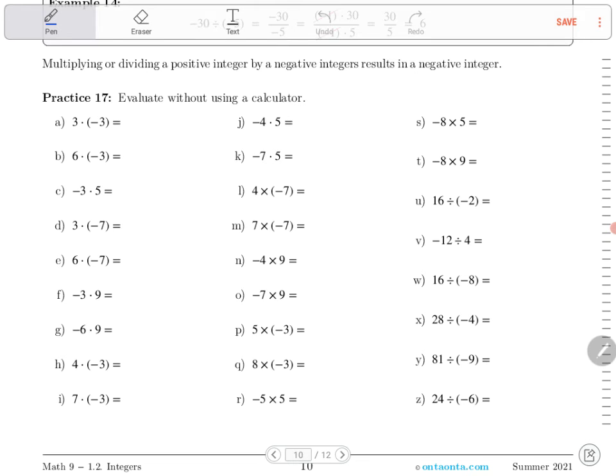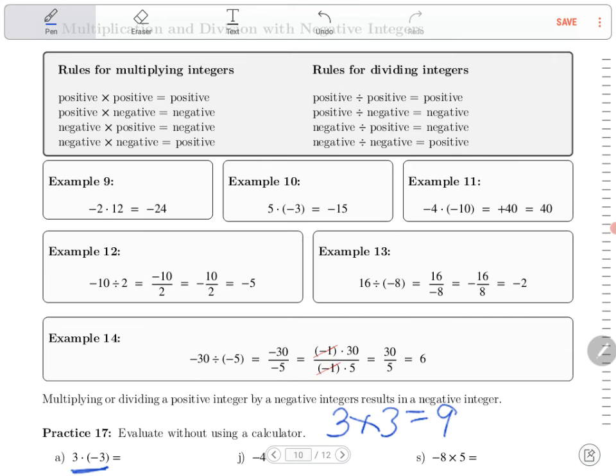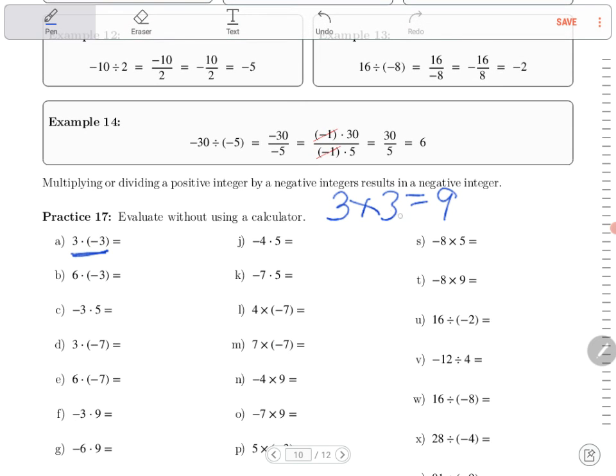Let's start with A. A is 3 times negative 3. We know that 3 times 3 equals 9. But this problem is not 3 times 3, it's 3 times negative 3. So which of these rules applies? Well, we have a positive integer and a negative integer, so our answer is going to be negative. Just like 3 times 3 is 9, 3 times negative 3 is negative 9.